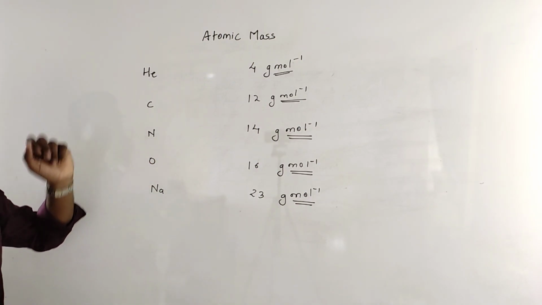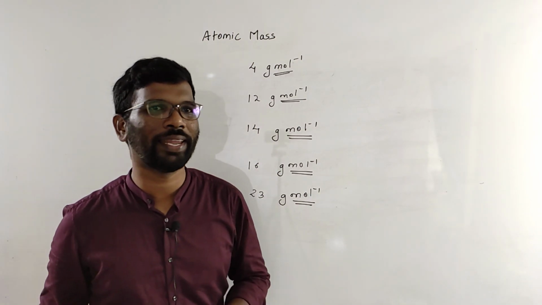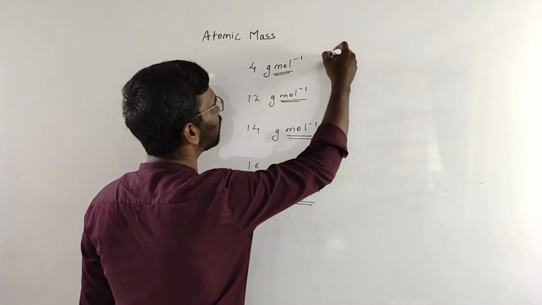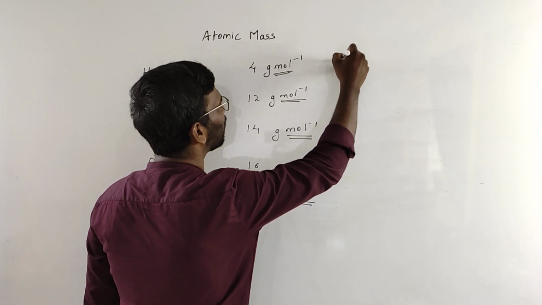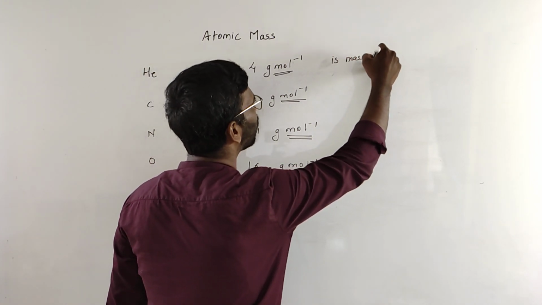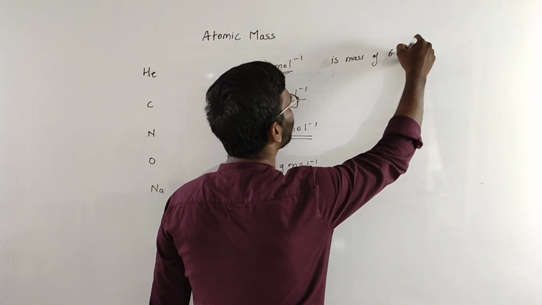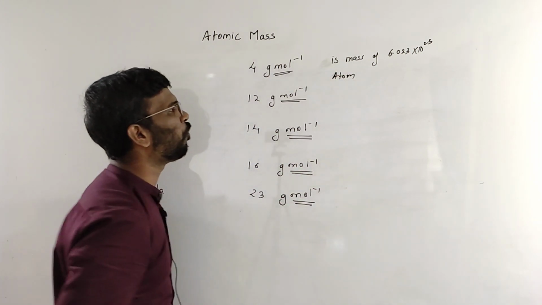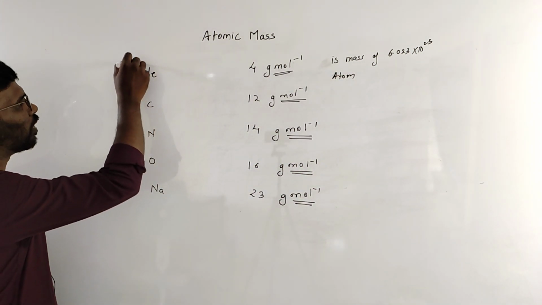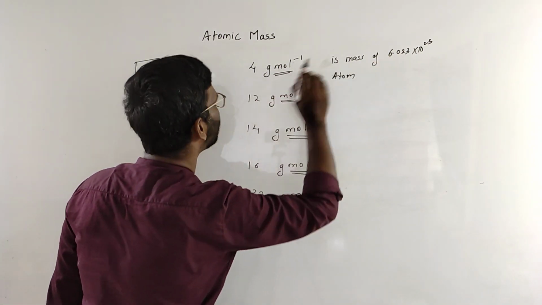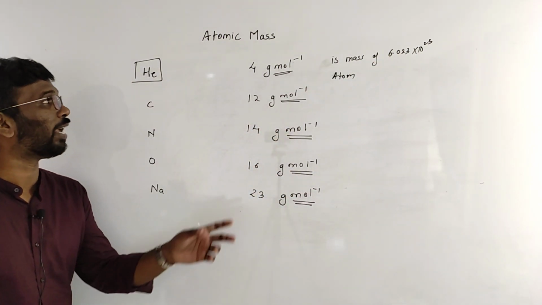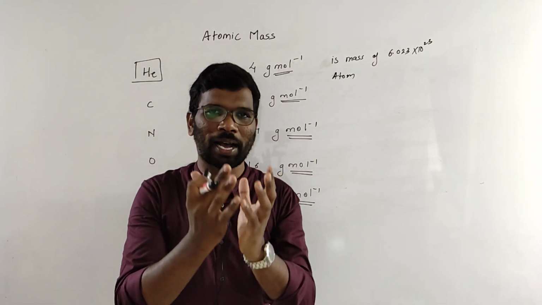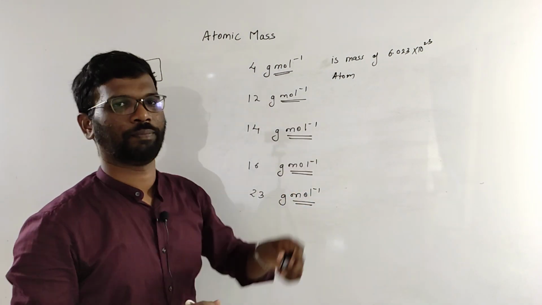Per mole means what? 4 gram is the mass of how many atoms? 4 gram is the mass of 6.023 into 10 raised to power 23 atoms. When this many, 6.023 into 10 raised to 23 atoms of helium come together, the mass of that many atoms will be 4 gram.